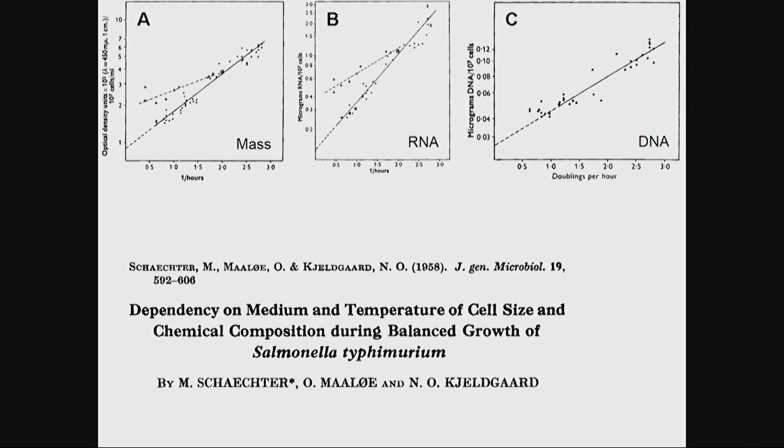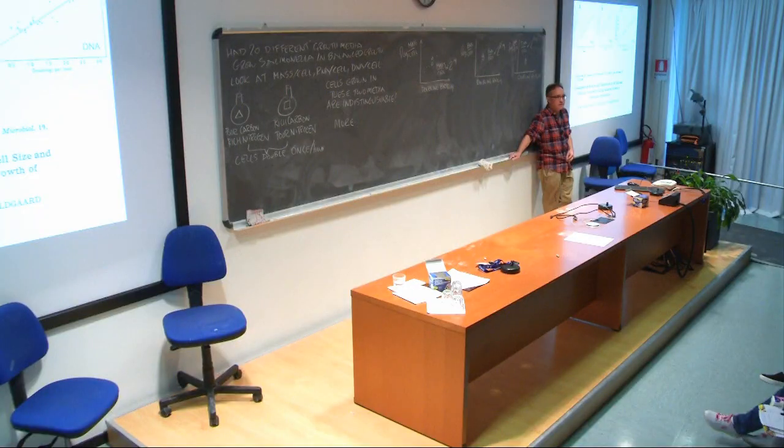His other question is, how do you get the vertical axis? It's just chemistry. You measure, by various tests, the micrograms of RNA per milliliter or micrograms of DNA per milliliter. All right, let me pause. Any questions? Yeah.